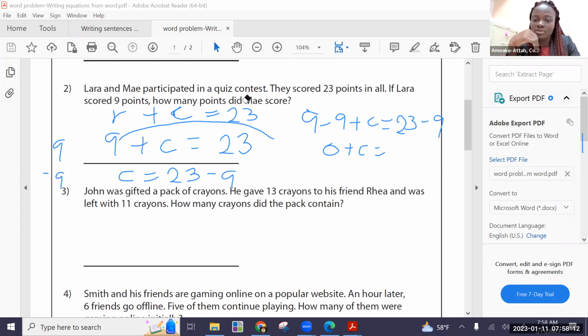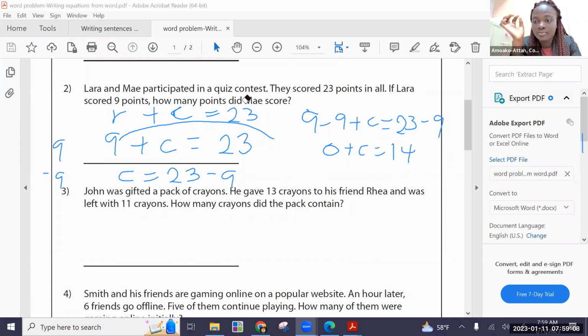Okay, so now let's come to the next one. I'll do the last one for you and you'll do the rest. John was gifted a pack of crayons. We don't know the number that was given to John. He gave 13 crayons out of the whole to his friend. Whatever, it's a name, so you can put your name there. And was left with how many? 11 crayons. How many crayons did the pack contain?